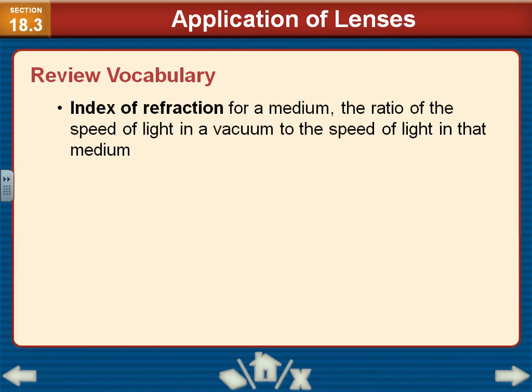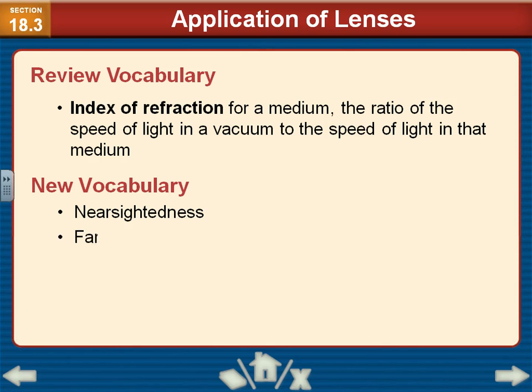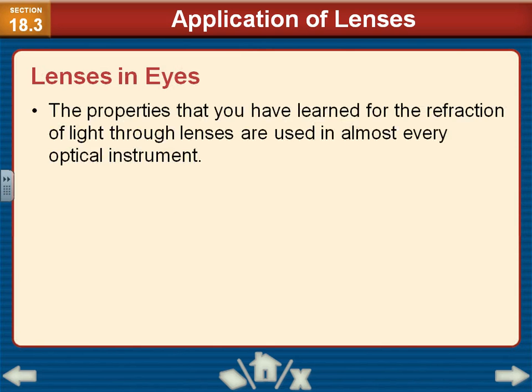Index of refraction. Remember, that's the ratio of the speed of light in a vacuum compared to the speed of light in that particular medium. And of course, the eye has a different index of refraction than a vacuum. So we're going to talk about nearsightedness and farsightedness.